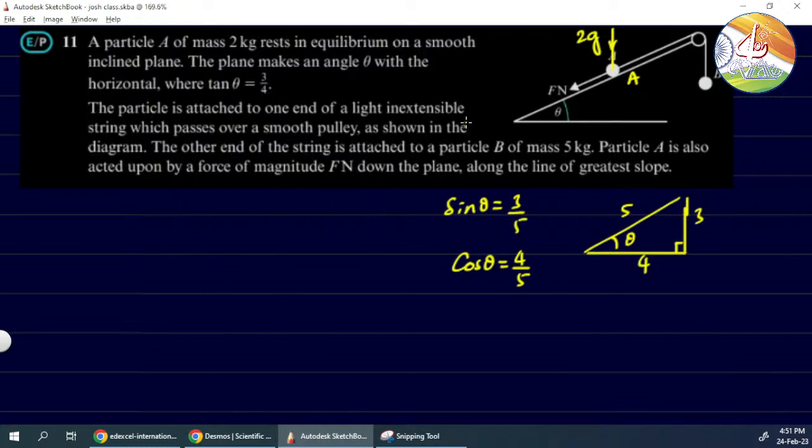Then the particle is attached to one end of a light inextensible string which passes over a smooth pulley as shown. The other end of the string is attached to particle B. B is having mass how much? 5 kgs, B is. And particle A is also acted upon by a force of magnitude F. Okay, so what are we supposed to find?